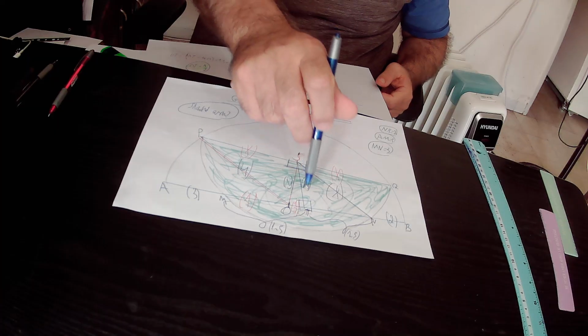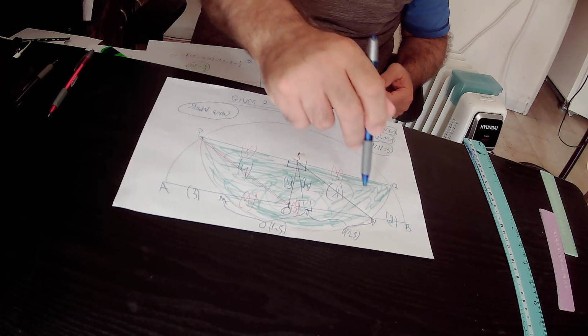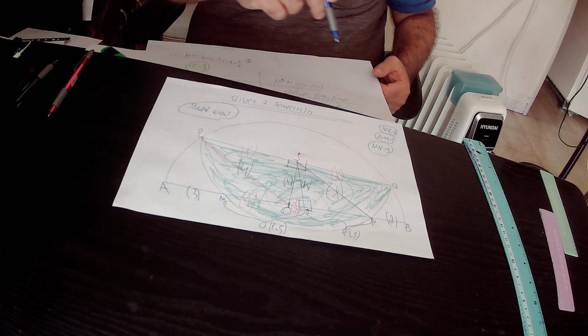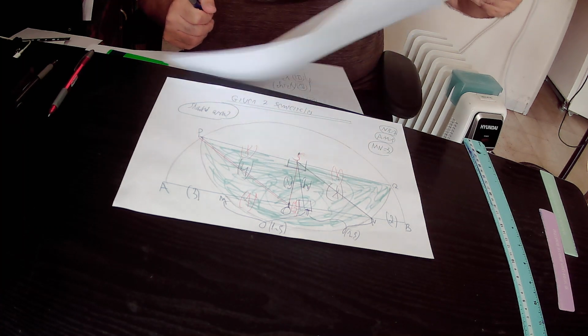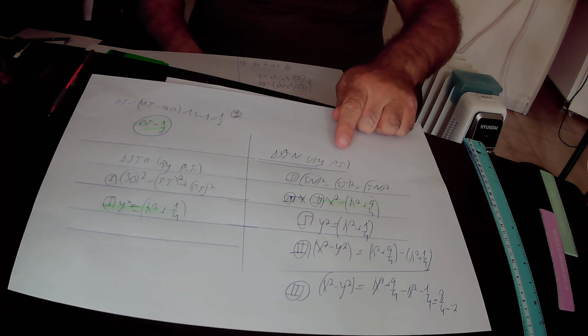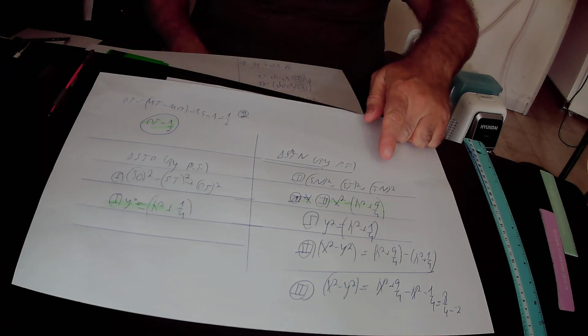This is the right triangle STN. According to the Pythagoras theorem, SN squared, that is the square of the hypotenuse, equals ST squared plus TN squared.